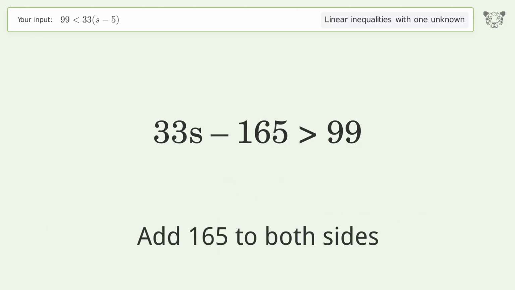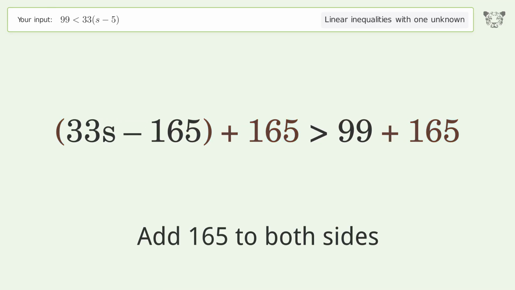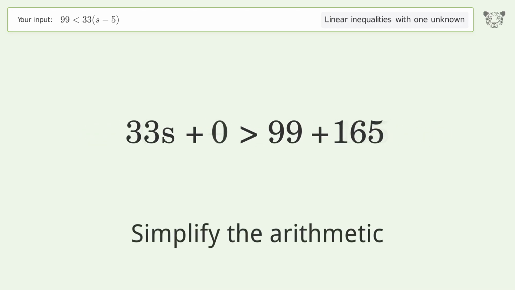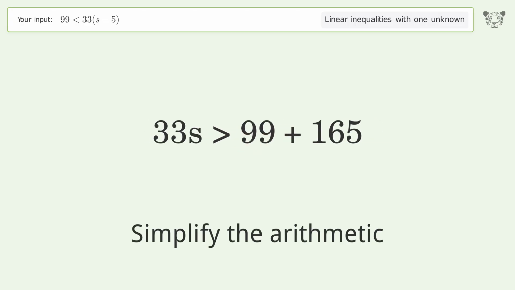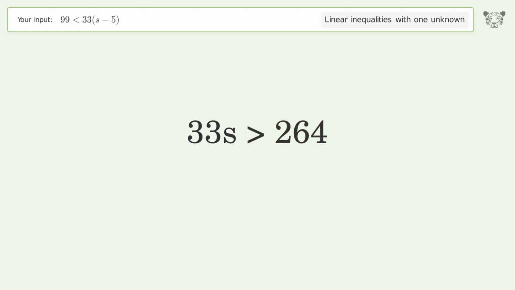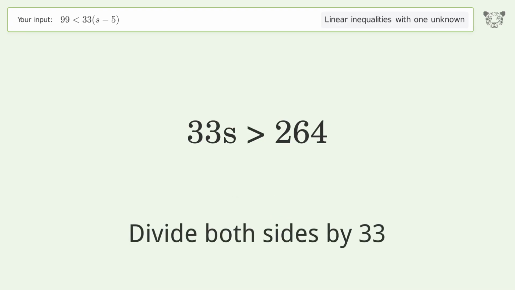Add 165 to both sides. Simplify the arithmetic. Isolate the s. Divide both sides by 33.